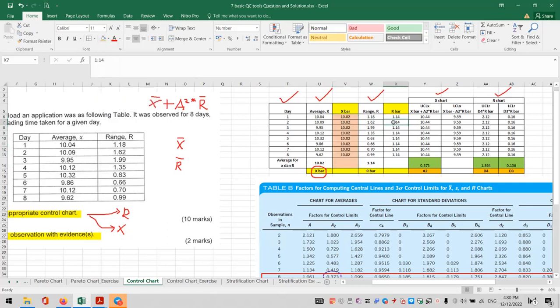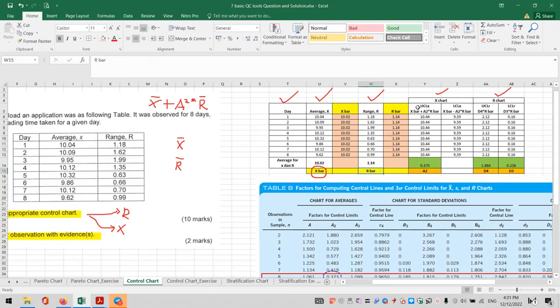Then, you also need to calculate R bar. For R bar, to calculate it, you just find the average of these values. Okay. So, here you get 1.14.